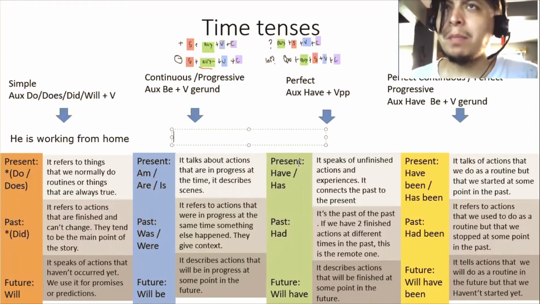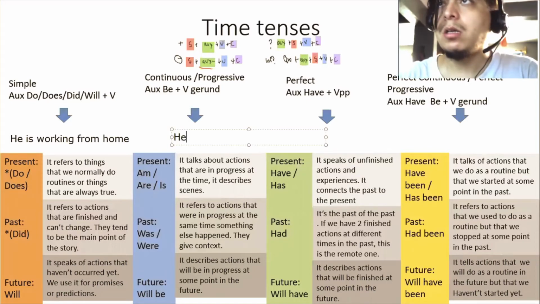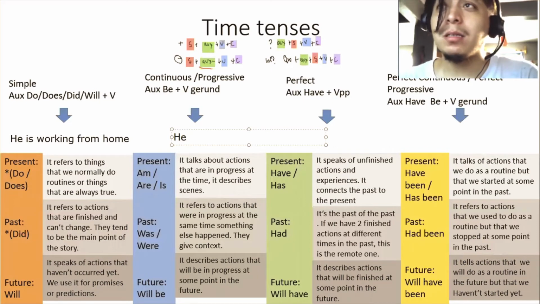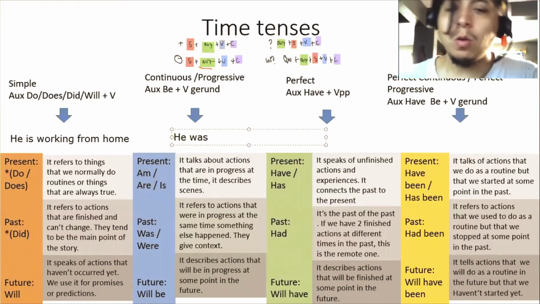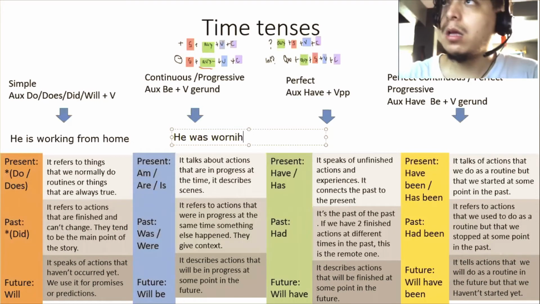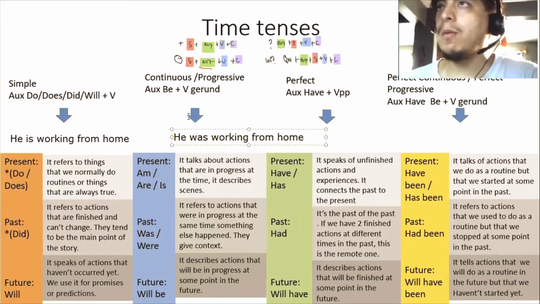How do you make it in the past continuous? The same sentence. Subject. The auxiliary is the verb to be, but not in present. It's not am, are, or is. Because this is a past continuous, you're using the auxiliary was or were. In the case of he, was. The verb is always in the ing form, in gerund, working from home. So he is working from home. He was working from home.